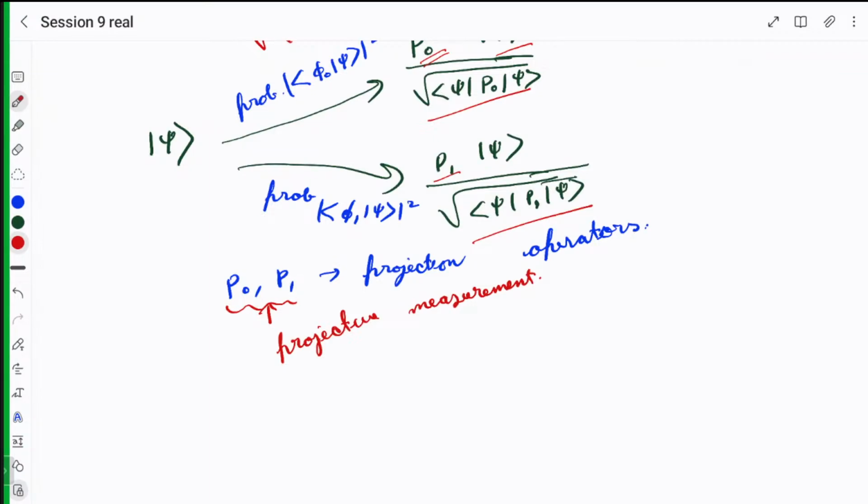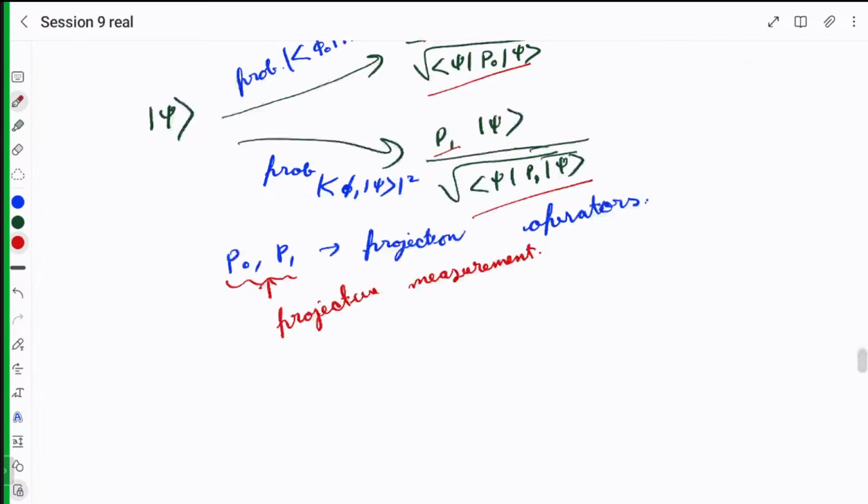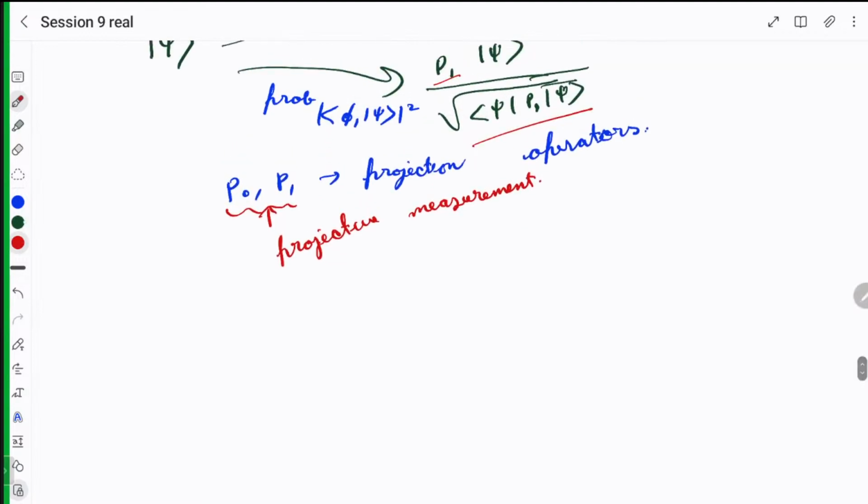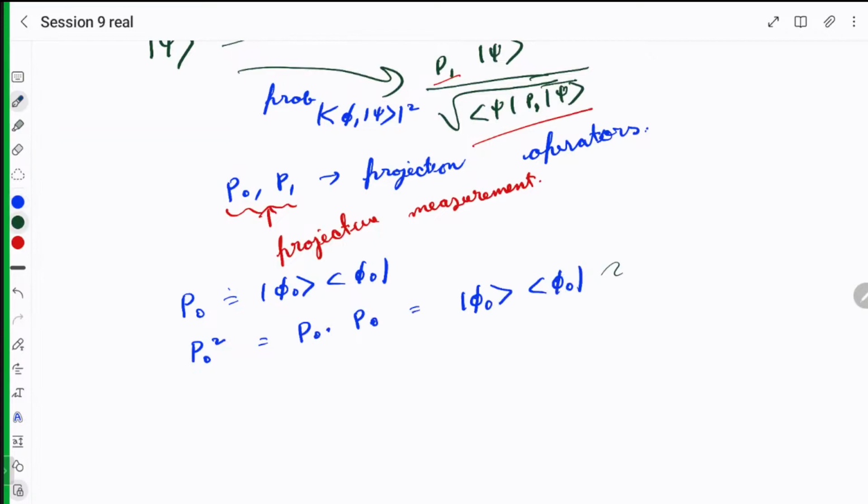Now, let us look at some properties of this projection matrix. One thing you can see is that if I apply, say, P naught, where P naught is this phi naught outer product, and we do P naught squared, so basically P naught into P naught, then what will we get? Here we'll have phi naught from the first P naught, and then again phi naught from the second P naught.